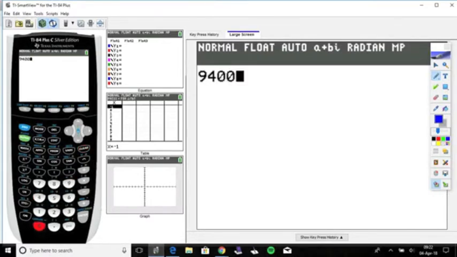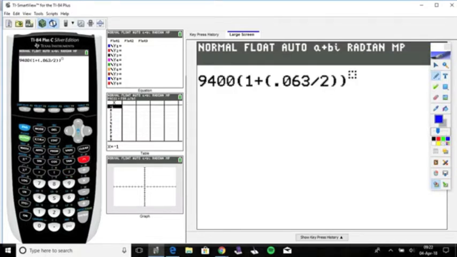So this is how you would do it. 9400, 1 plus. Now, I'm gonna put this fraction in its own set of parentheses. So the 0.063 divided by 2, you can see I put it in its own parentheses. Now I have to close the first set of parentheses, the one that I had before the 1. So you see there's 2 parentheses that open up and 2 parentheses that close, so I know we're all set. And then we'll do the exponent, which is n times t, which we said was 22, right? And then we'll just hit enter and we'll evaluate.